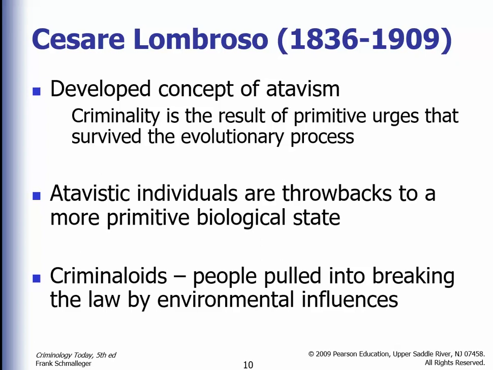Lombroso suggested the theory of atavism, or concept, suggesting that people had primitive urges that did not get weaned out during evolution. And atavistic individuals are basically throwbacks to a more primitive biological state. Think of, let's say, the caveman, who could go out and grab whatever woman he wants and drag her down by the hair. A criminal is kind of like that: he's got an urge, you just go and do it. The name criminaloids meant people who were pulled into law-breaking activity by environmental influences. Things are going on around them.